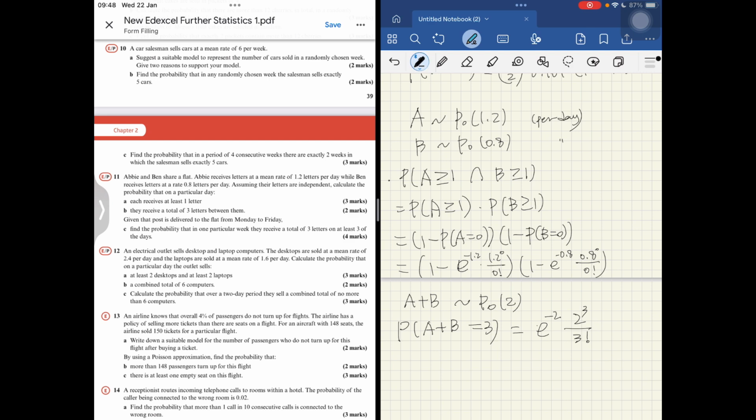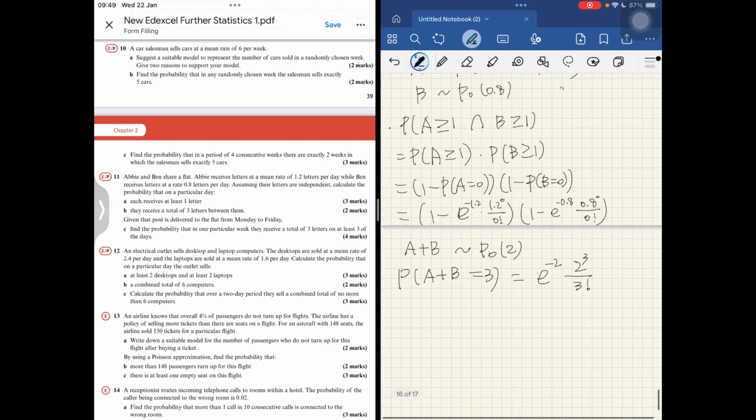Given the post is delivered to the flat from Monday to Friday, so now we have 5 days. Again, this becomes a binomial distribution. So we need to calculate this one because we need to use it: e to the power of negative 2 times 8 over 6, which is 0.180. So number C, W follows a binomial distribution with 5 and 0.180.